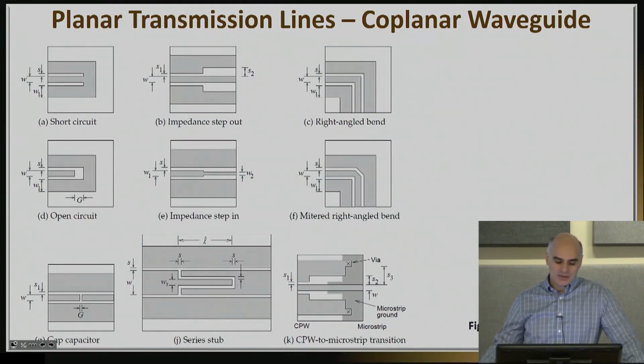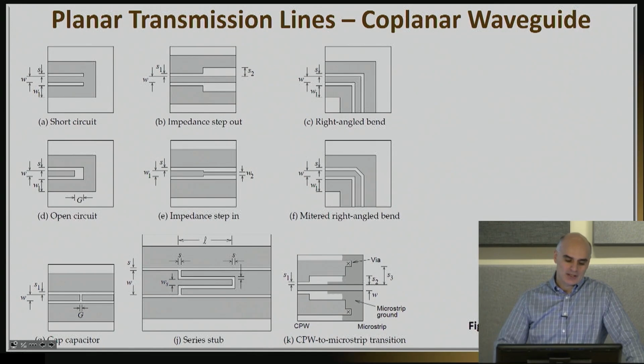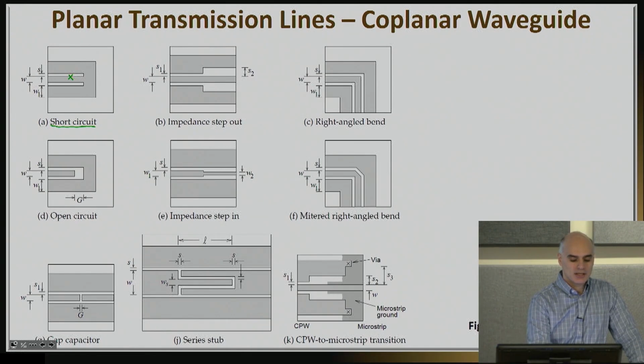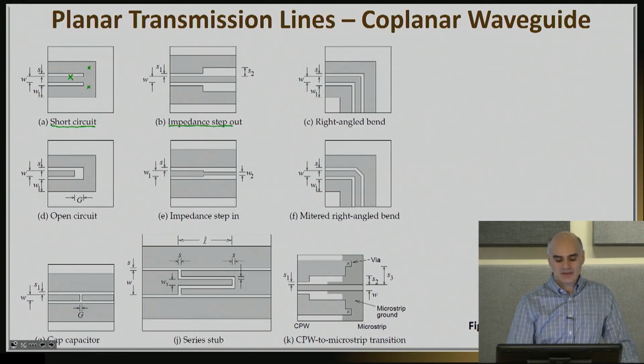Now, let me give you some layouts that can train your eye a little bit on how we utilize this type of CPW line. You can see a good example here of how we can make a short circuit. So look at the center. The strip line is now shorted to the grounds at the end. This is an impedance step. This is an interesting thing.